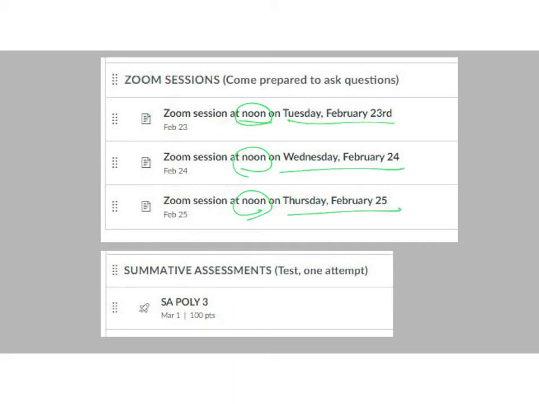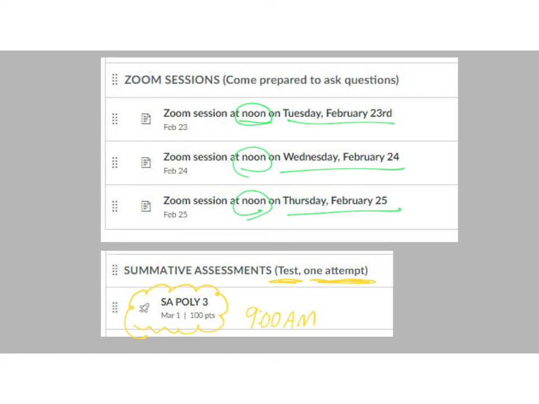After you feel comfortable with this material, then we have our summative assessment. Remember, this is like our test. There's only one attempt for it. No time limit, but you are just allowed to take it just one time, and that is due 9 a.m. on March the 1st also.